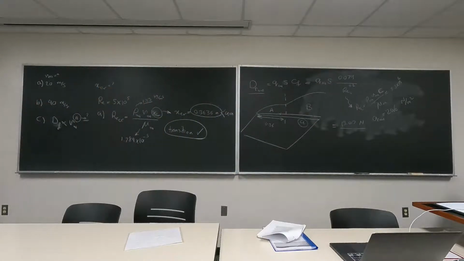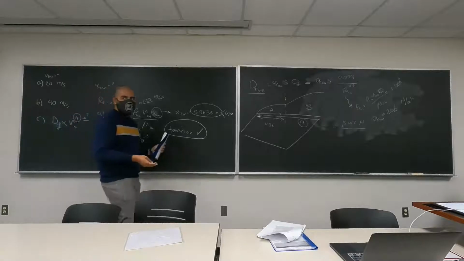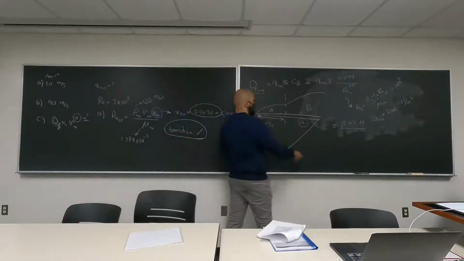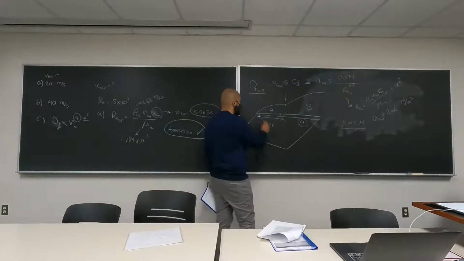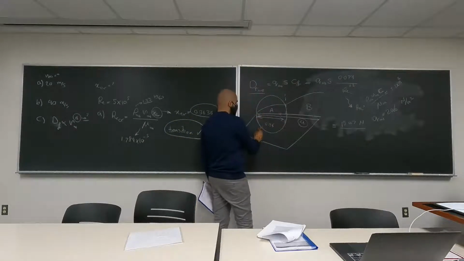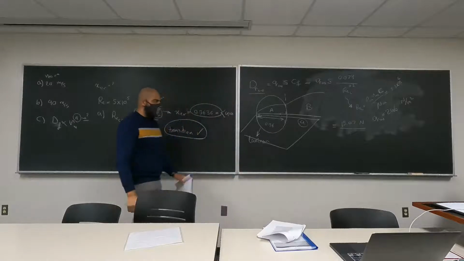Okay, what is the next step now? We have assumed that the flow is turbulent all over this plate. But we already know that that is not the case. In part A, the flow is laminar. In part A of the plate, the capital A. So what should we do?